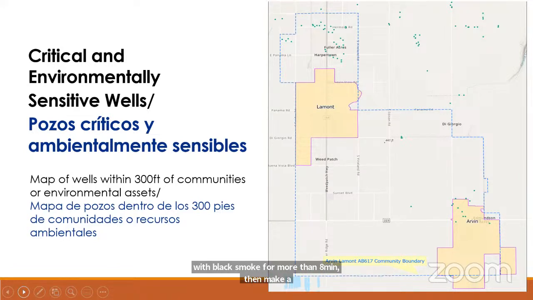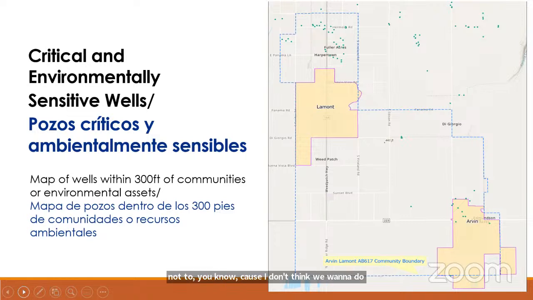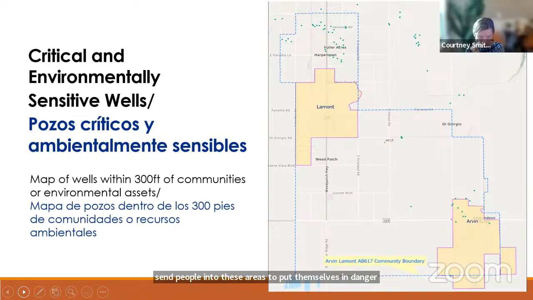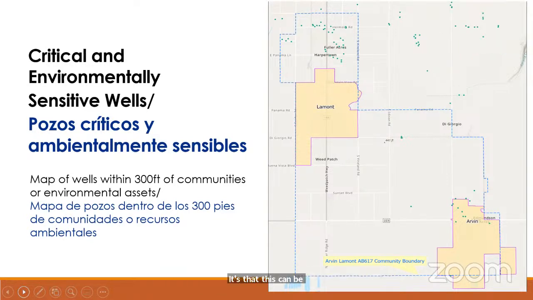That way we know not to, because I don't think we want to send people into these areas to put themselves in danger. Correct. It's that these communities exist in these areas that put them in danger, and they can't help but drive past or walk past these areas. So when they do come in contact with these high levels of smoke that are of high opacity, I think letting them know what to report and when is helpful, because being able to tell the difference between vapor and smoke is very helpful.